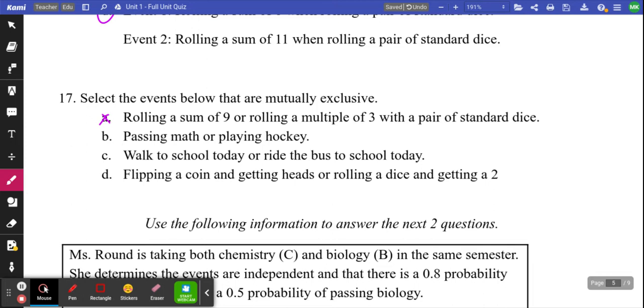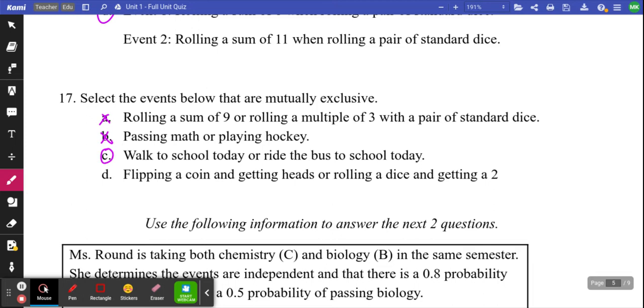Passing math or playing hockey, it is possible to do both those things. You could pass math and you could play hockey. Walk to school today or ride the bus to school today. You either did one or the other or something else, right? But you couldn't have walked to school and taken the bus to school. That wouldn't make any sense. So those things are mutually exclusive. You do one or the other or something else.